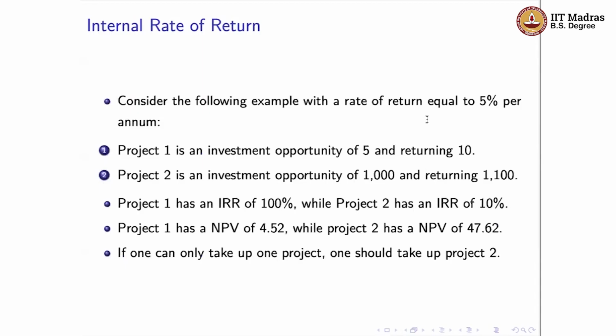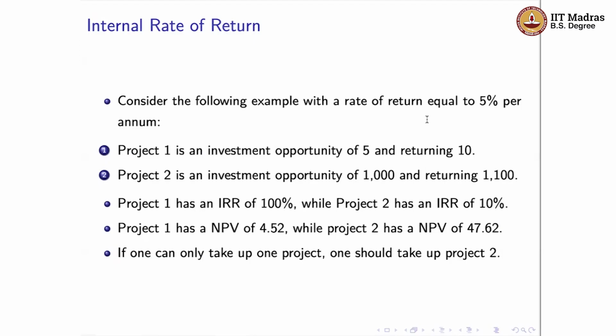So imagine that you have an economy with a rate of return equal to 5% per annum. Okay, so that is the cost of capital. You have got two projects. Project one is an investment opportunity of 5, where you have to incur a cost of 5 this year, and that's going to return 10 next year. Okay. And project two has an investment opportunity involving a 1,000 cost today, and it returns 1,100 in 1 year's time.